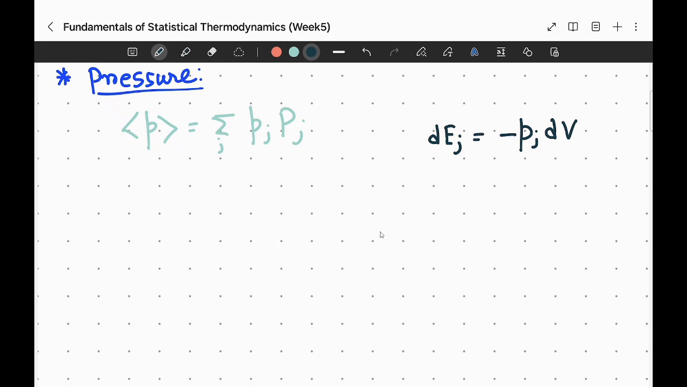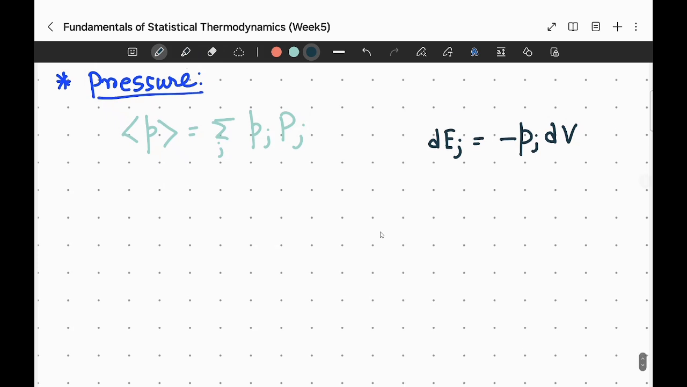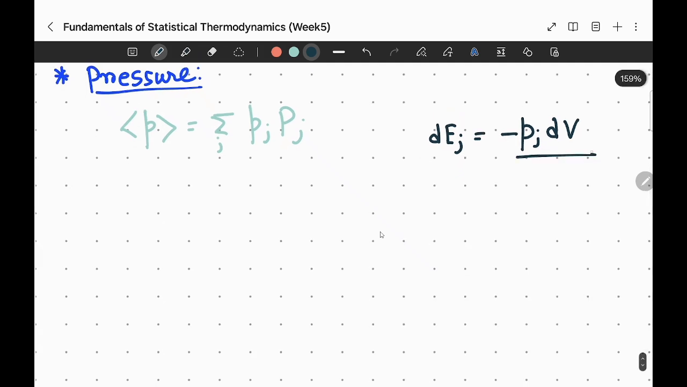Let's say you are doing work. When you are doing work, then essentially the energy levels are changing, as we have already discussed. If the energy levels are changing, that means there will be dE_j, and it should be P_j into dV. We have to understand this very carefully. We need a definition of pressure for each energy level. How can we do it?